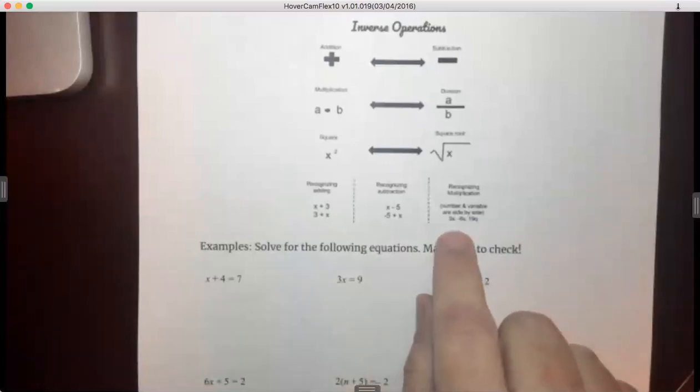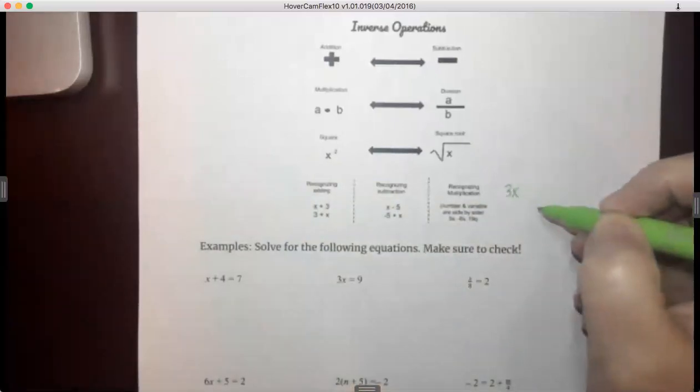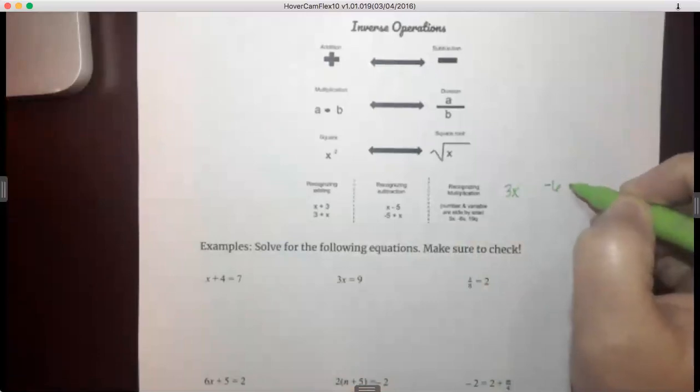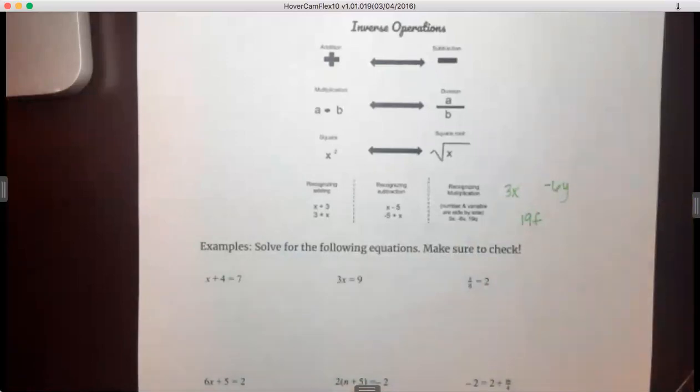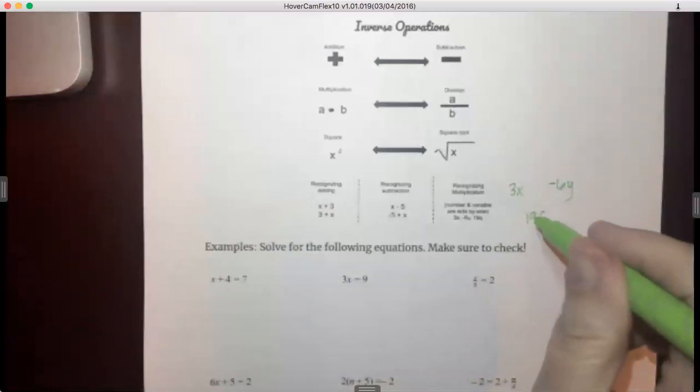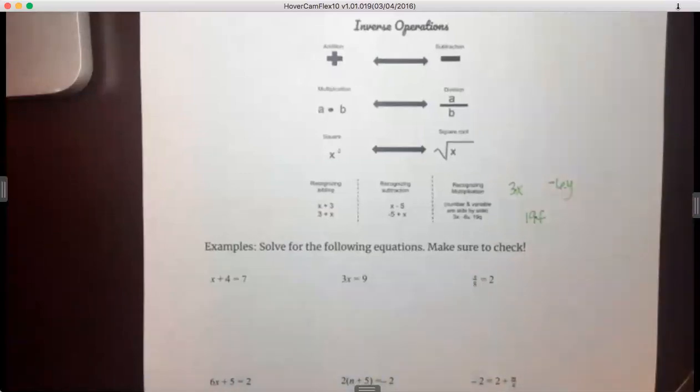Recognizing multiplication. When something is side by side like this, like 3x or negative 6y or 19f, they are all multiplication. I can remind myself of that by putting my pen or pencil in between them. If I can put my pen or pencil in between them and not touch a positive or negative sign, then it is multiplying. We use a dot for multiplying now that we're freshmen and we're in Algebra 1, so this should be a regular thing.